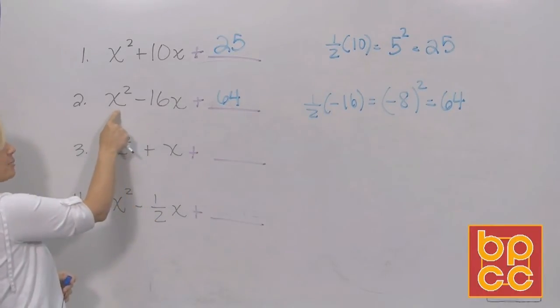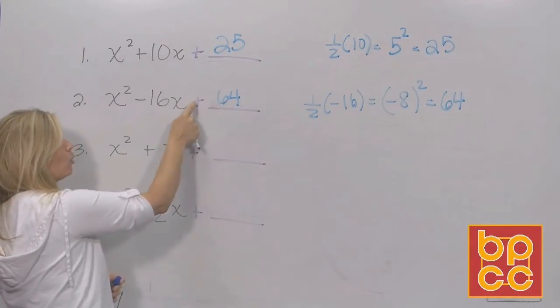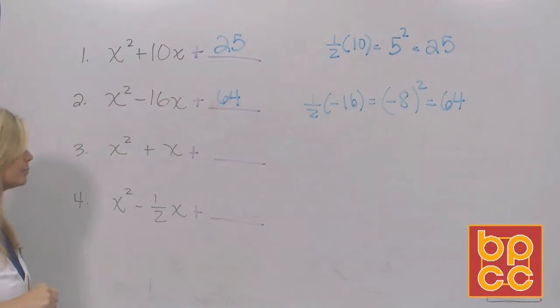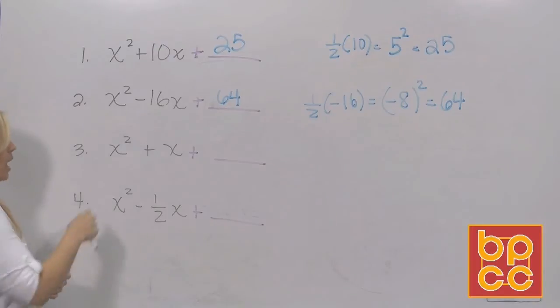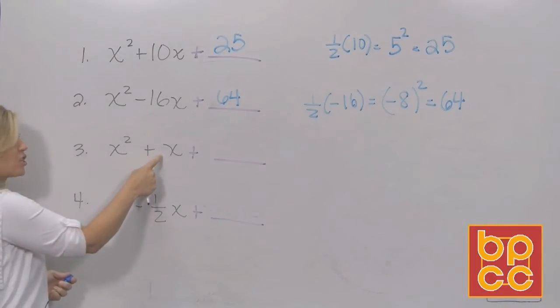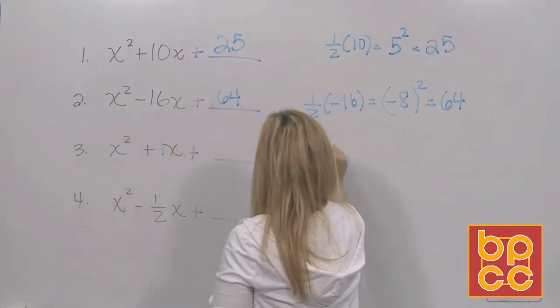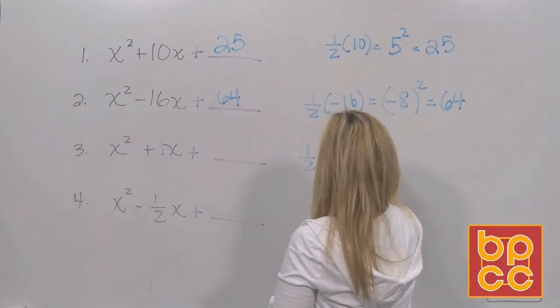X squared is x times x. 64 is 8 times 8. And yes, 8 and 8 will add to 16. All right, let's do the third one. I want to complete the square. What are we taking half of? The coefficient in front is the invisible number 1. So we're taking half of 1, which is a half.